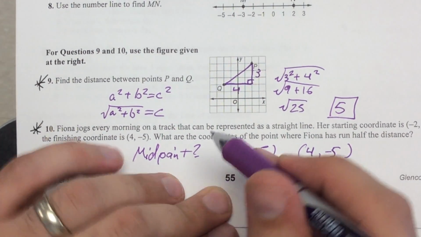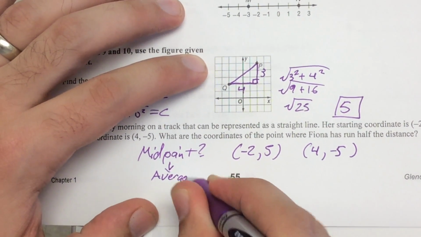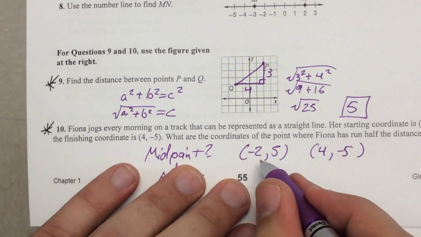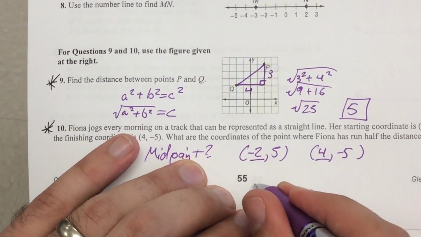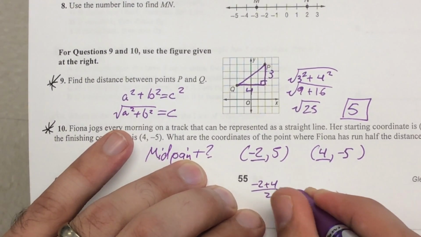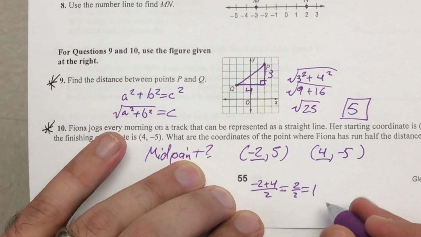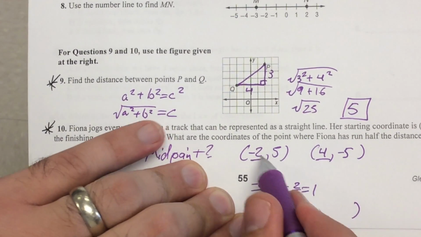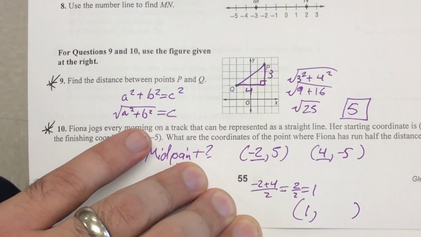Remember, to find a midpoint, you just do the average. You add them up, you divide by 2. So -2 and 4, add them up, divide by 2. That's going to be the x part of our coordinate. So the average x is 1. And then we're going to do the average y.